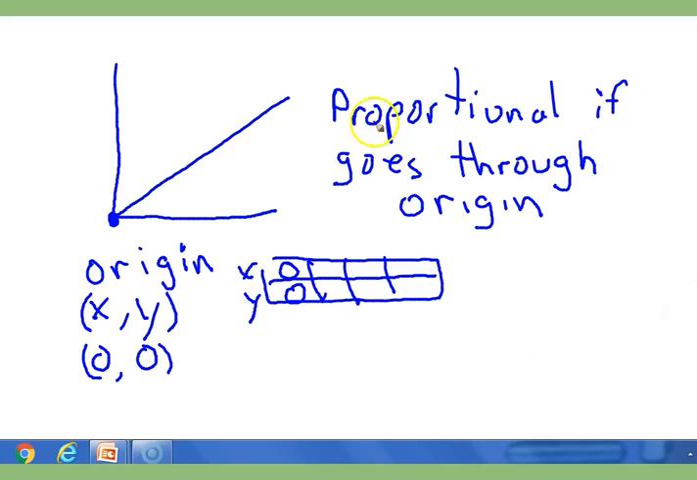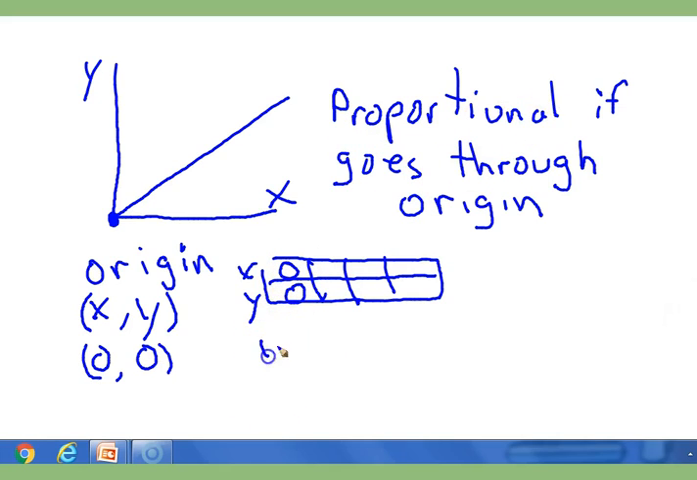The line is considered proportional if it goes through the origin. So if you remember on your graph, you have your x and your y, okay? And the origin is right here, right where those two come together. And it's also the point (0, 0). So this is the x, this is the y. If you look on the table, when you see in your independent variable, or the x, you have 0, and the dependent variable is 0, that means that you are proportional.